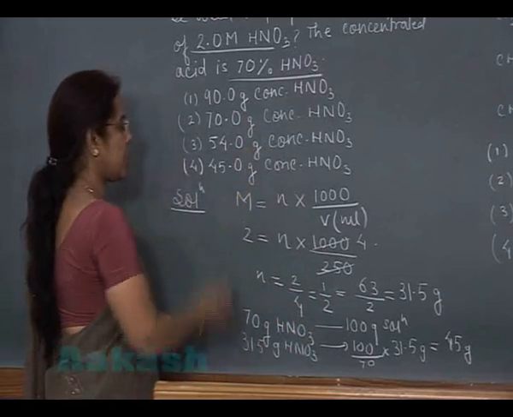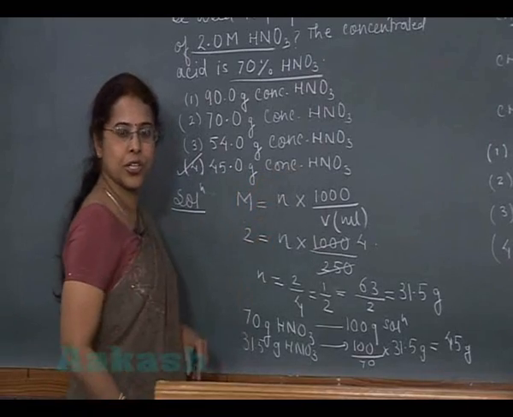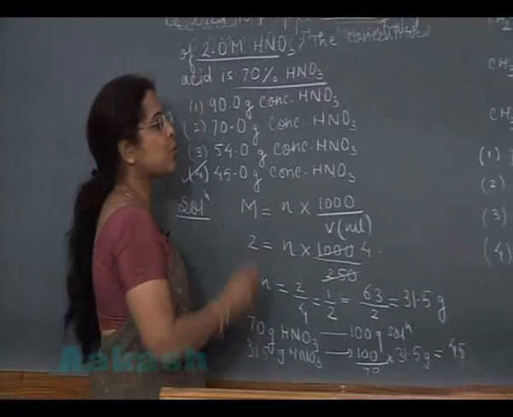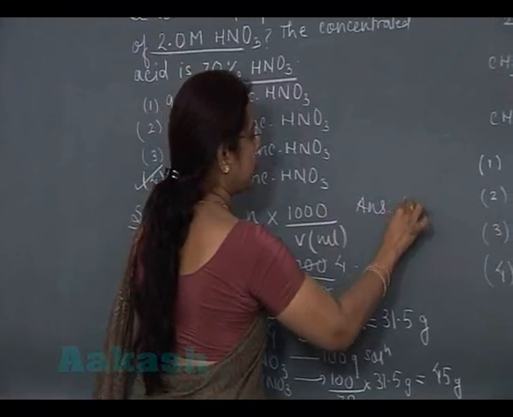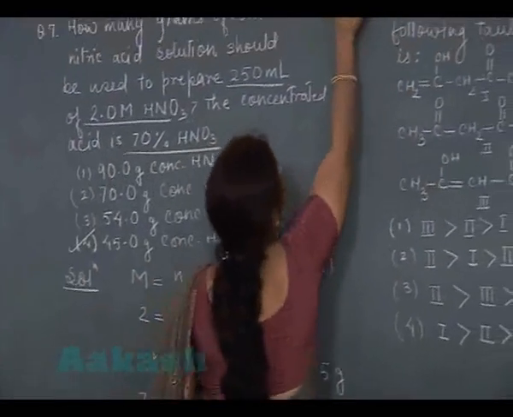Now see the option. Fourth option is given 45 gram concentrated nitric acid. So answer is fourth option. So answer is 4. Now see the next question. Question number 8.